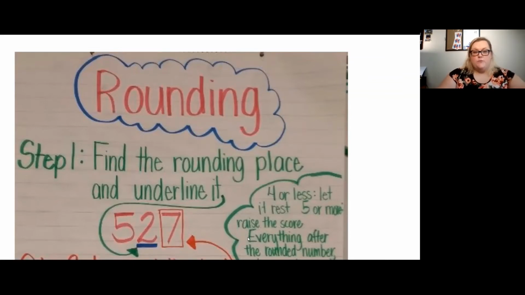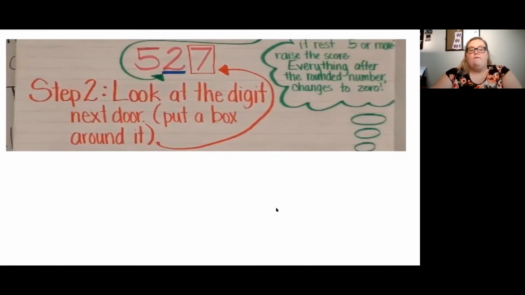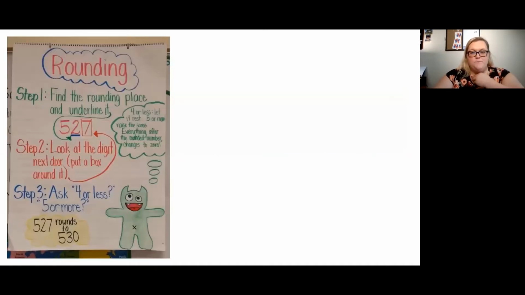They underlined the 2. The second step that the teacher will have the student do is look at the value of the digit next door, so the ones place value, or the tens place value if they're rounding to 100. And they will have them put a box around it. This will make it easier for them to see that number, and it'll help a lot more in the next step, which is the very last step. They're going to have them ask themselves this question: is this number lower than 4 or is it above 5?